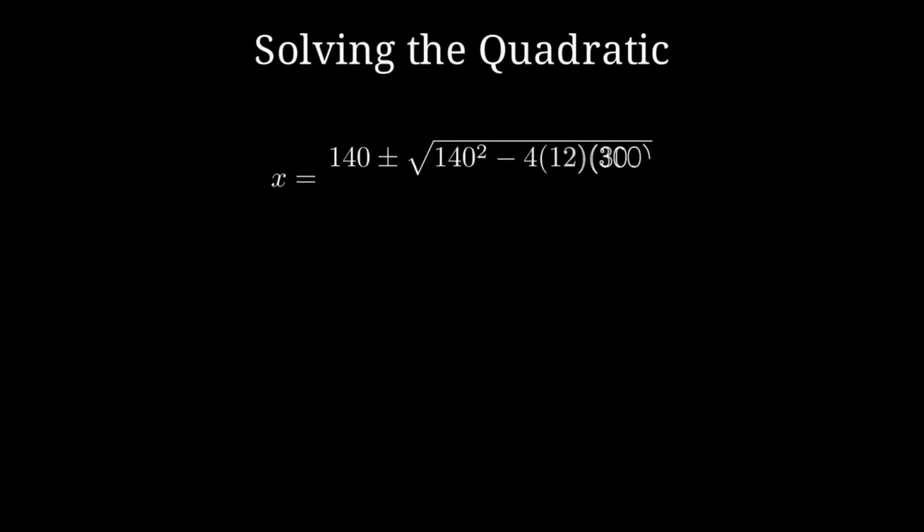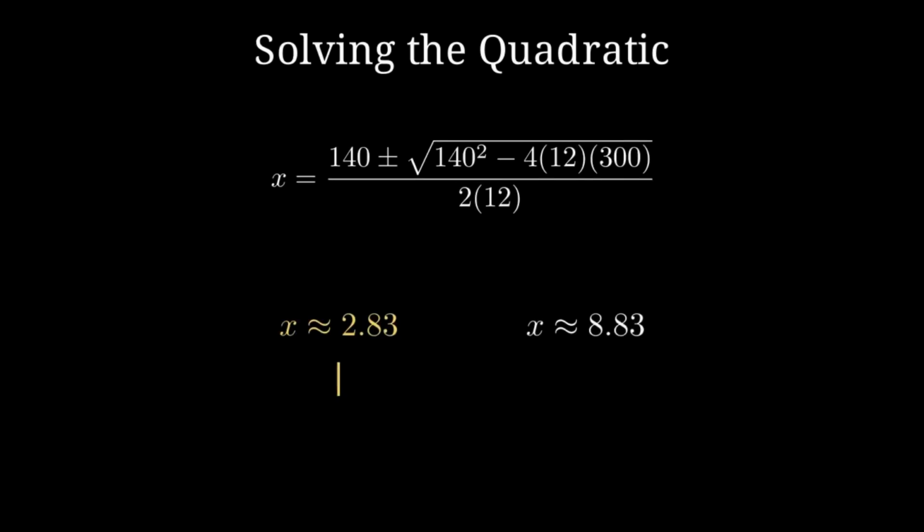Applying the quadratic formula gives us two solutions, approximately 2.83 and 8.83. However, remember our domain constraint. Since x must be less than 7.5, we must reject 8.83. This leaves us with x equals 2.83 cm as our only viable candidate for the maximum volume cut.